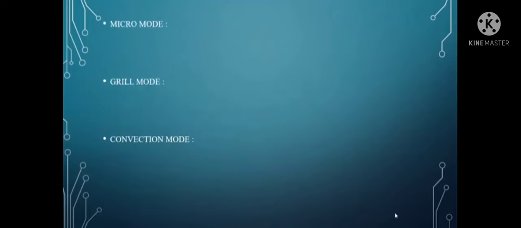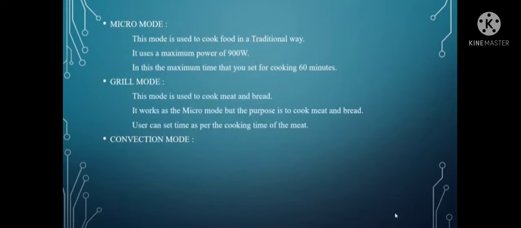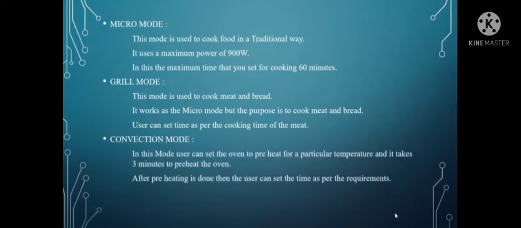First, what is micro mode? This is the traditional way of cooking. A maximum power of 900 watts will be consumed by this mode. In this case, the maximum time that the user can set is up to 60 minutes. Next, the grill mode. Grill mode works like the micro mode, but its purpose is to cook meat and bread. The user can set the time as per the cooking time of the meat or as per the requirement. Next, convection mode. In this mode, the user can set the oven to preheat to a particular temperature for 3 minutes. After preheating is done, the user is asked to enter the time for their cooking.